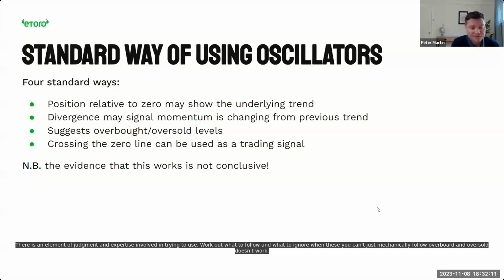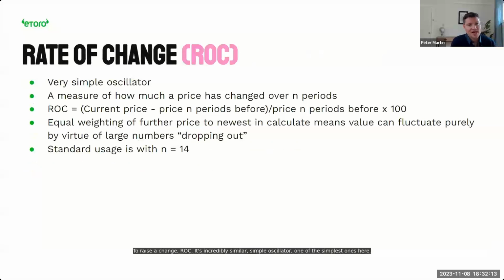It doesn't work. So rate of change, ROC, it's an incredibly simple oscillator, one of the simplest ones here. It just measures how much price has changed over n periods. So you decide how many periods you want to operate this over. It looks at how much price has changed, and it calculates it this way. It looks at the current price. So if you're looking at a daily ROC, it would look at the end of day price. It would subtract from that the price of n periods before.